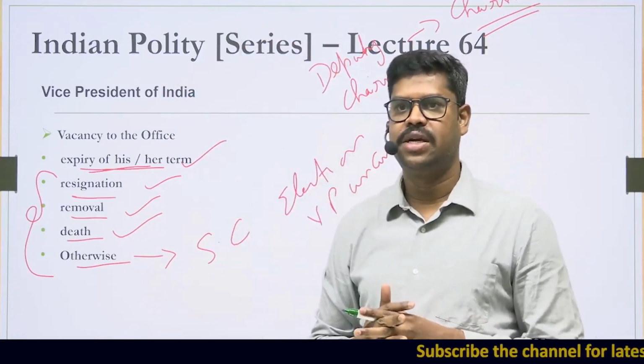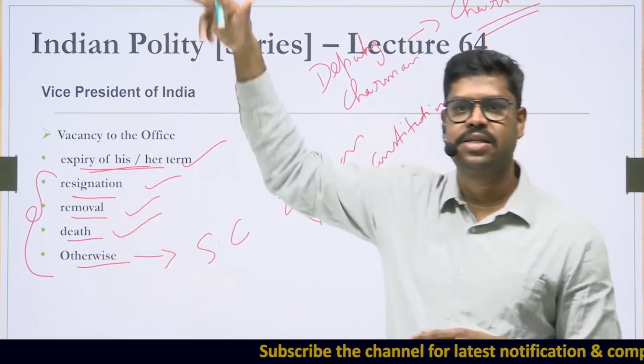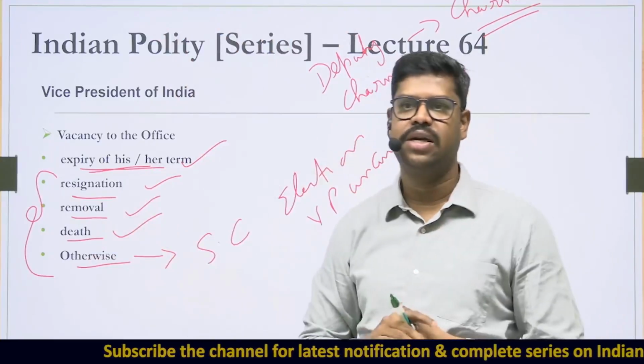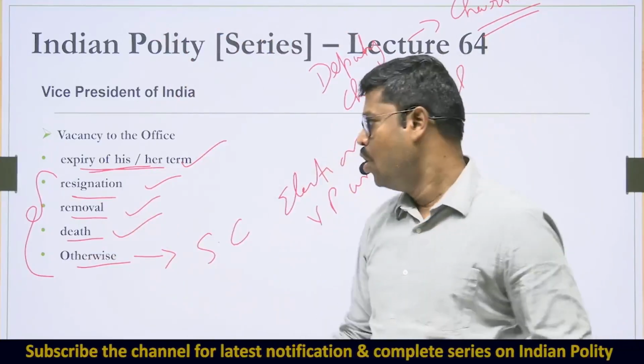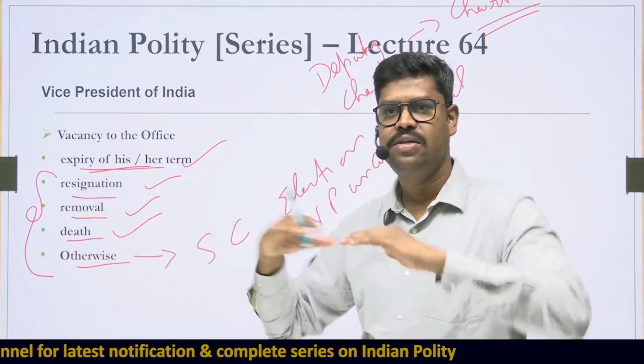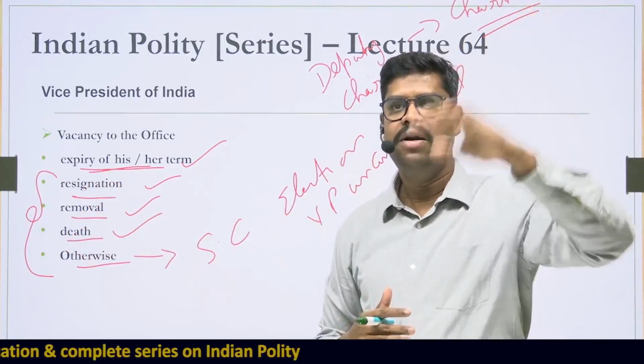So that's the basic understanding. But if the vacancy arises because of all other reasons, then who will act as the chairman of Rajya Sabha? It is the deputy chairman of Rajya Sabha. So this is the basic understanding you should have. Okay, so if the vacancy arises because of resignation, removal, death, otherwise, we have seen that the deputy chairman will act as the chairman of Rajya Sabha, but we need to elect the president.